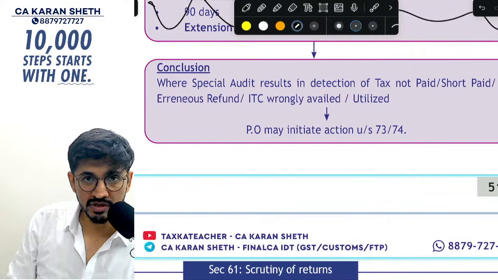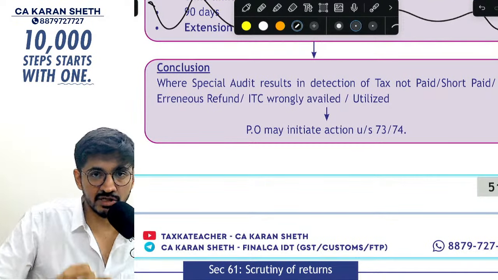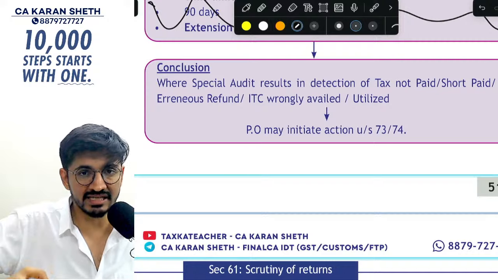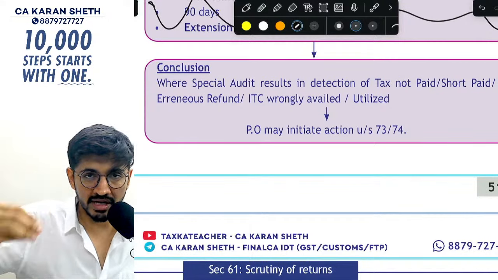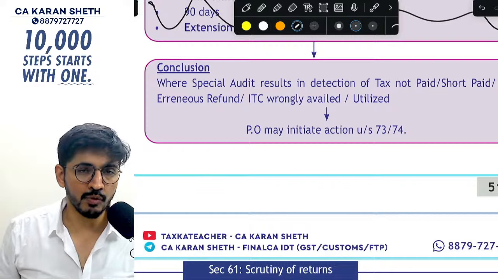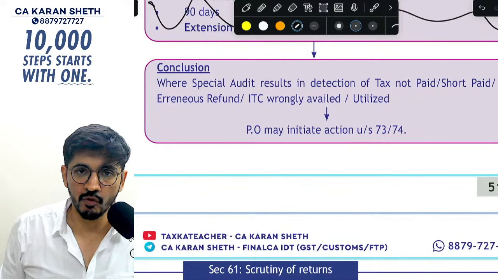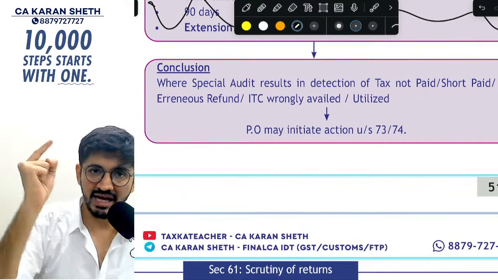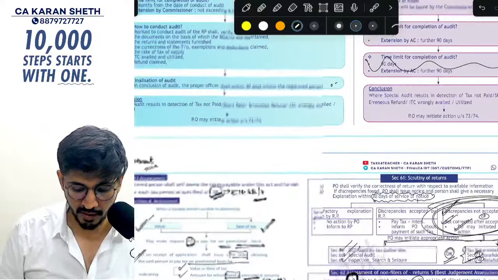And at the conclusion, if they find that there is a detection of tax not paid, short paid, ITC wrongly availed or utilized, and erroneous refund, go ahead and proceed as per section 73 and 74. Demand and recover the tax amount. That is audit for you, my dear friends.